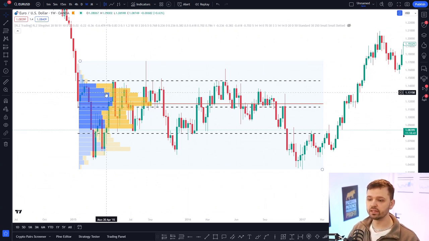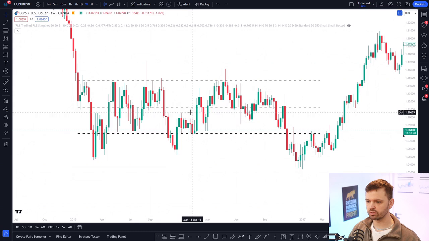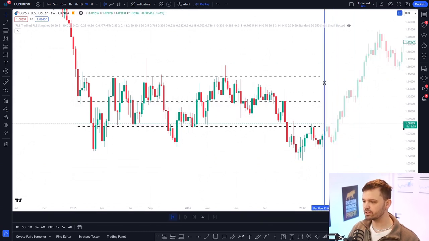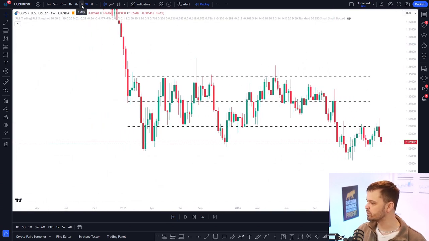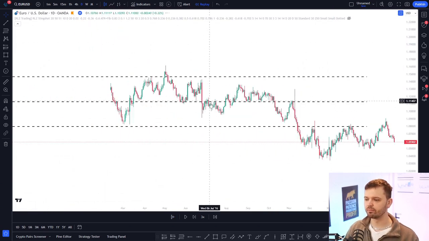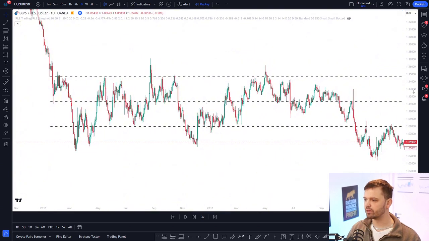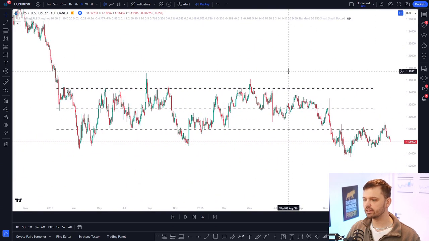So now I'm going to remove the visible range, and I'm also only going to have the range on here, and we're going to use the replay function here to make sure we don't get lost in the chart when switching time frames. And I'm going to go into the daily time frame. So here we have a range that was visible on the weekly.